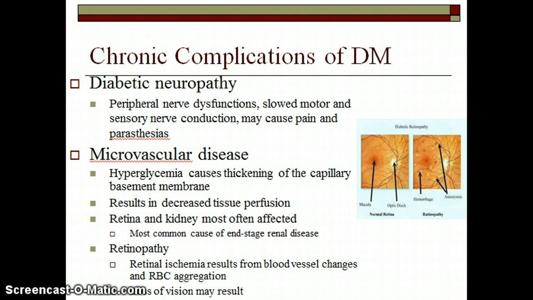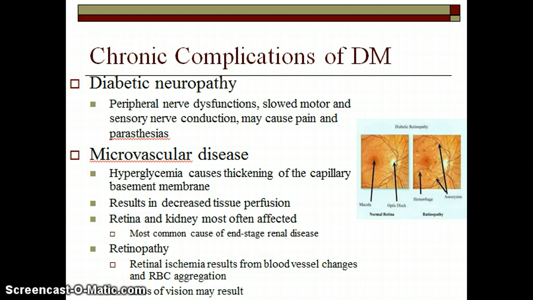Microvascular, remember micro has to do with small, so we're talking about very small vessels, so microvascular disease. Hyperglycemia actually causes thickening of those capillaries and their membranes. Remember, the capillaries are the tiny blood vessels where you actually transfer your oxygenated blood and your venous blood for your circulation. So those increased sugar levels are going to cause thickening of those capillary walls, and that's going to make it more difficult for perfusion to occur. So overall, you get a decrease in tissue perfusion.